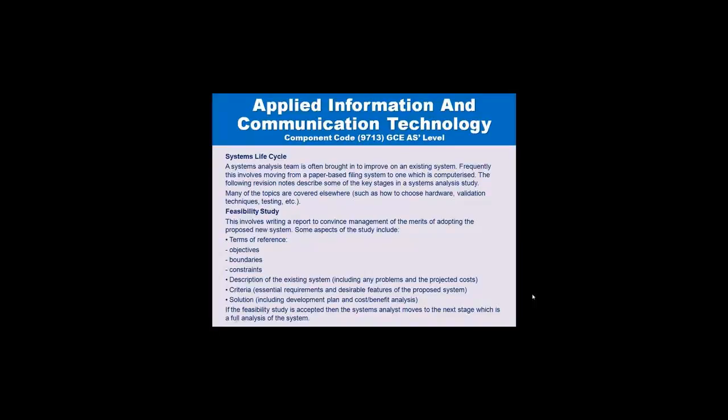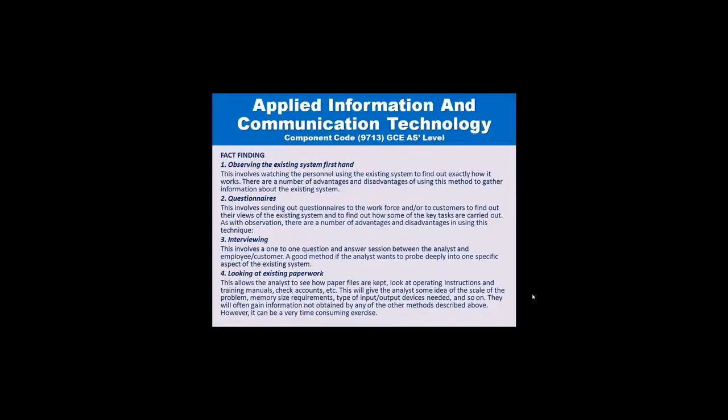Now moving on to the next, fact finding. Now what is fact finding? Basically, now we are seeing and understanding what observation is, what questionnaires are, what interviewing is, what looking at existing paperwork is. Observation means you know what to do and how, and what matter should be found. Then questionnaires, you know what the questionnaire should be regarding. Let's suppose if you want to collect the system information, you will design the questions accordingly.